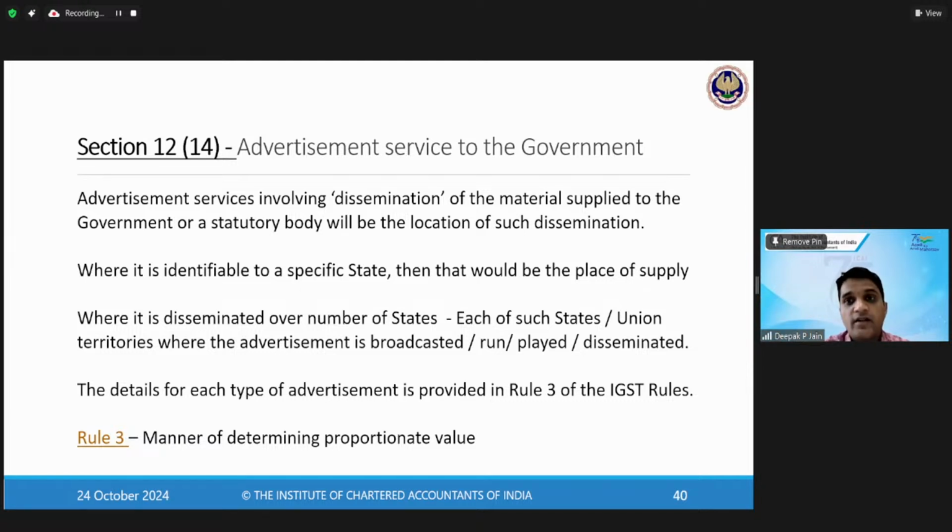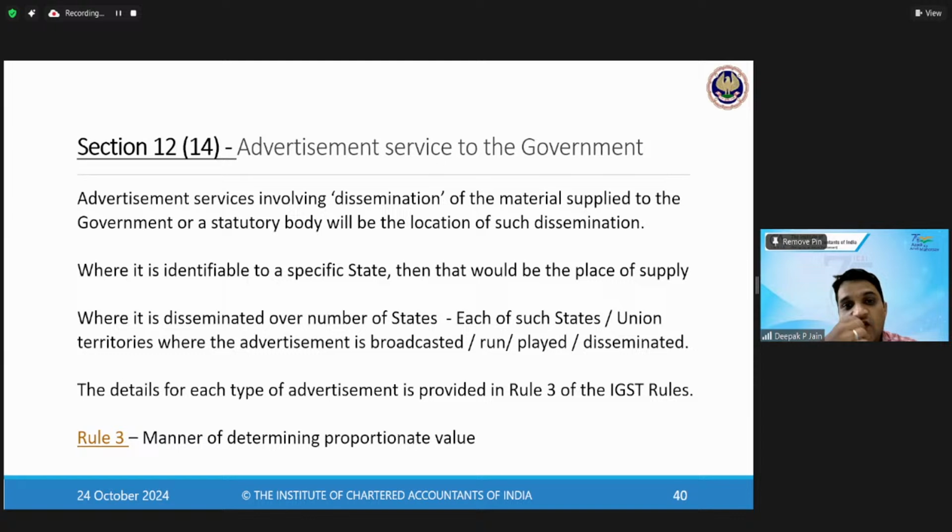Services provided to government mostly are exempted. Services provided to government, to individuals, to companies, or anybody, subject to the exemption what we have read. But here we are not talking about that. We are talking about services provided by an individual or a company, a private person, right? A business person providing services to the government is taxable. One of the services is advertisement services. Now, specifically, they mentioned this because what is the place of supply for such services has to be decided. So, this is very critical.